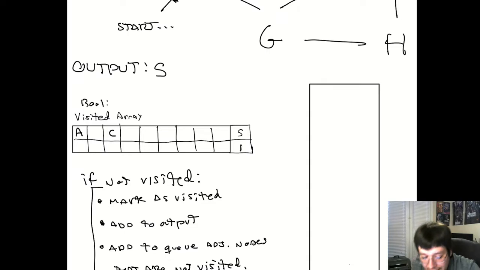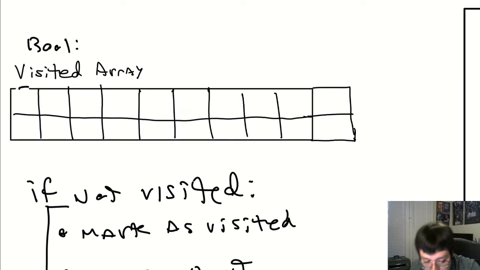Oh, I added one too many boxes. Whatever. Let's just put them in the order we see them. We'll make it more authentic. I'm sure we won't mess up the algorithm. Famous last words. So we see A, or sorry, we start with S.